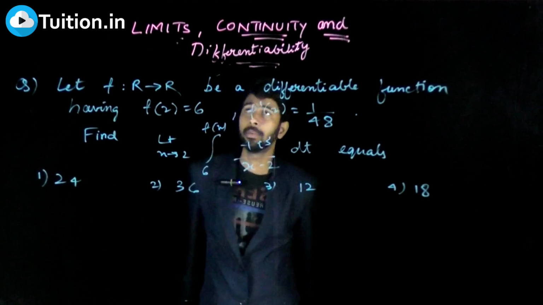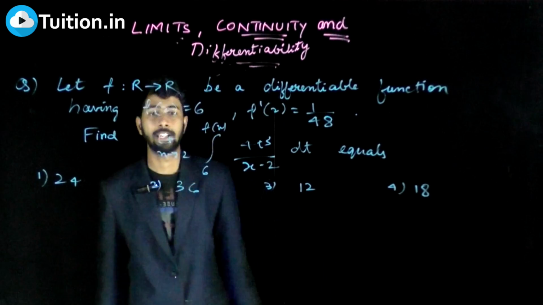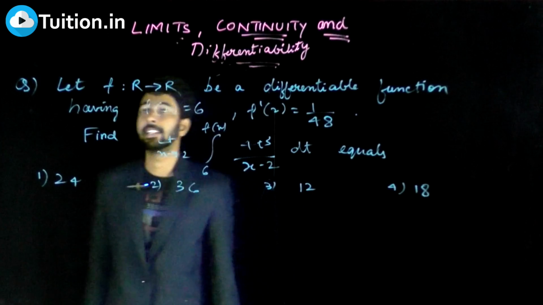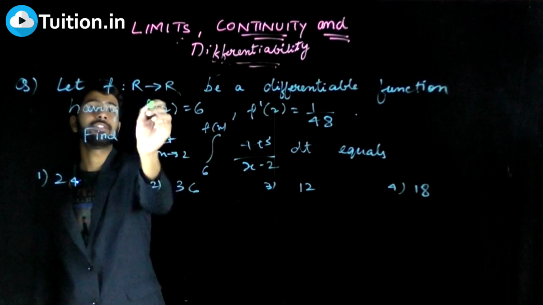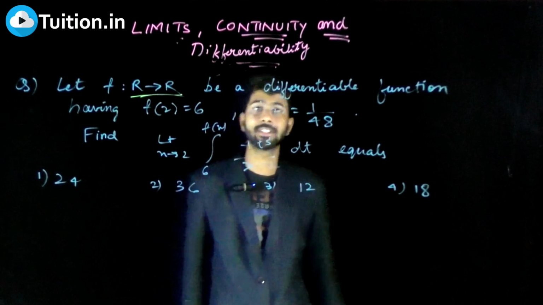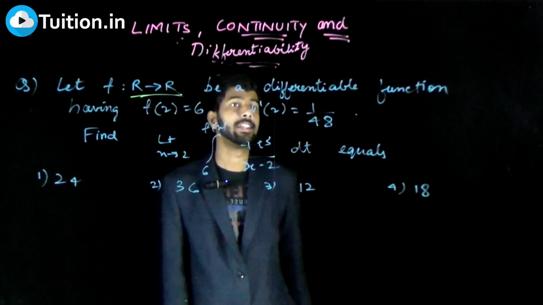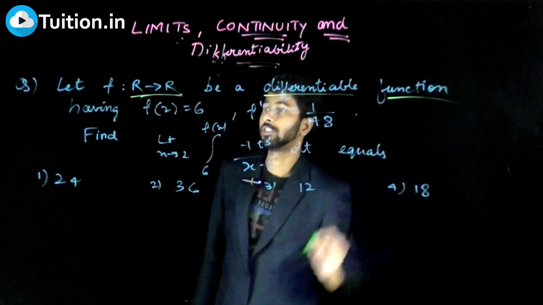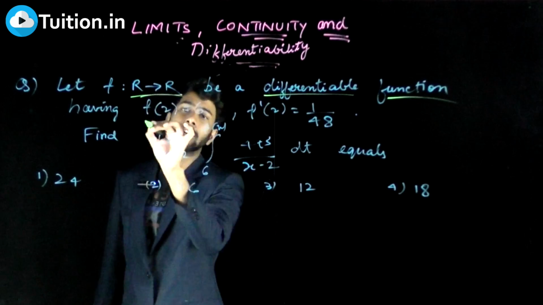Let's look at this previous problem once again from the topic limits, continuity and differentiability, right? It says a function f maps from real numbers to real numbers. That means the inputs are real numbers, the outputs also are real numbers. Be a differentiable function, right? So the function is differentiable everywhere, having f of 2 equal to 6.